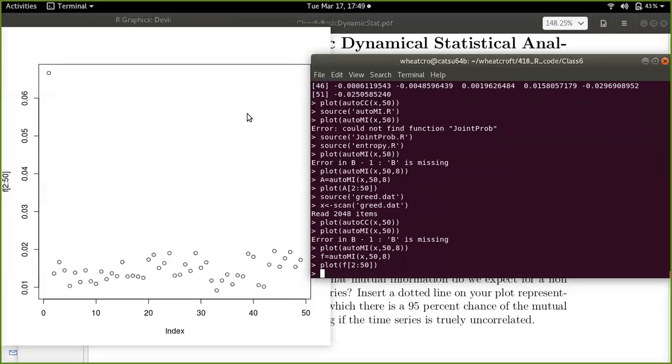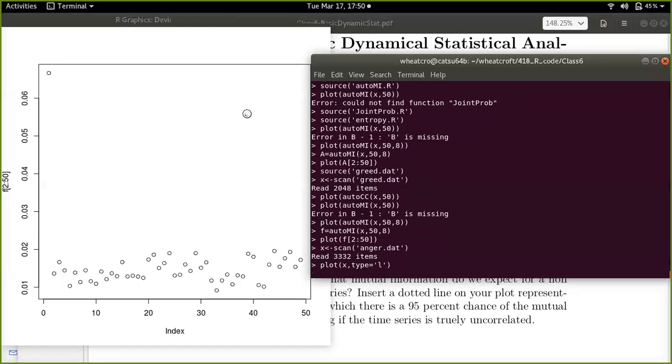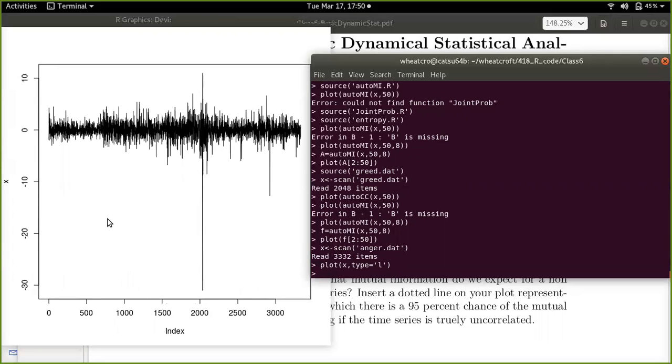So we can look at anger. We worked out that anger is real data, and actually it's returns of IBM stock. Let's plot the time series again, just to remind you what it looks like. It looks pretty random. The mean is roughly 0, but we have these big shocks in the share price. So yes, this is very much real data.